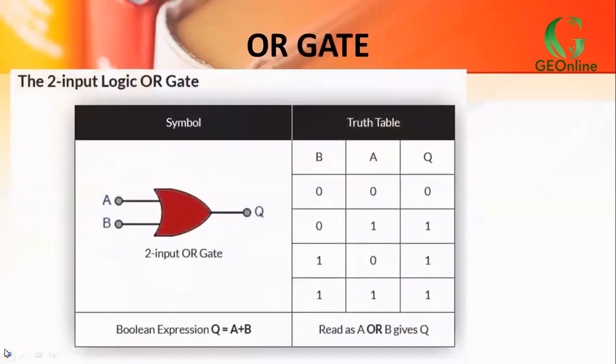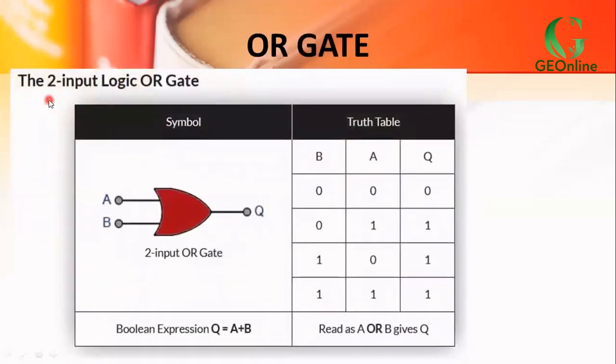Next one is OR gate. We have 2 inputs A and B and output Q. So OR gate is a logical circuit which gives an output when any one of the input is high.